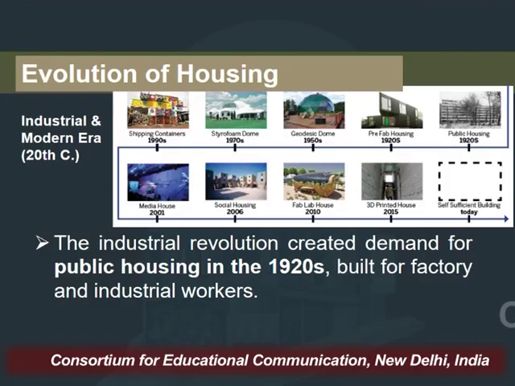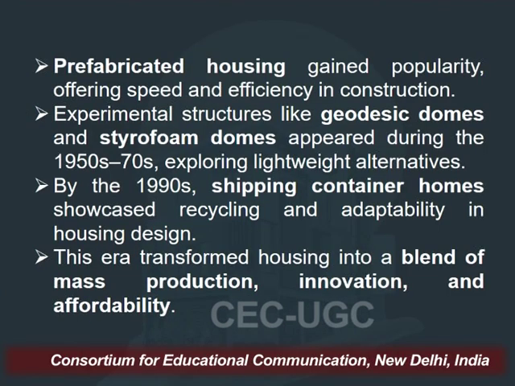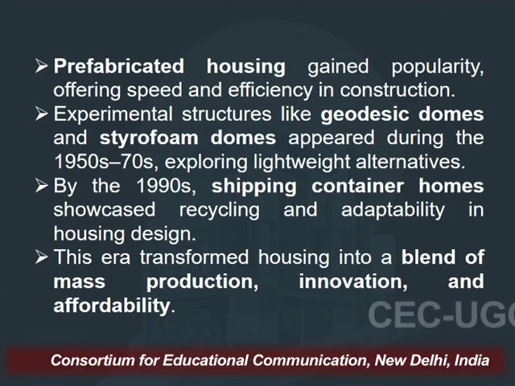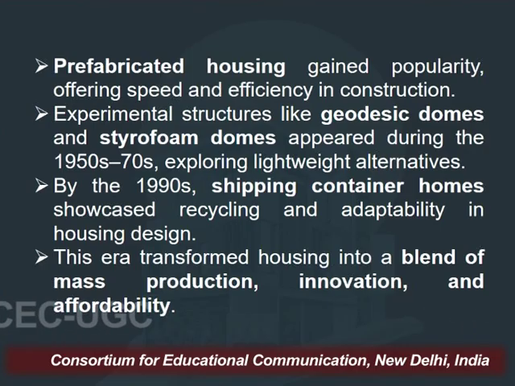Built for factory and industrial workers, the Industrial Revolution created a huge demand for housing as the population began to migrate from villages to the cities at a huge scale. Prefabricated housing gained popularity, offering speed and efficiency in construction.